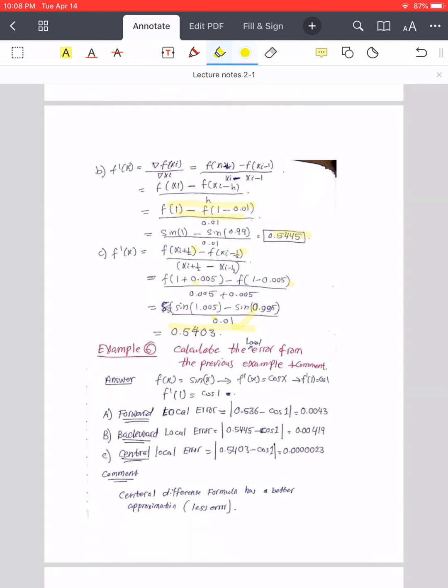Just to see our result, we would like to find the error, because we know how to find the derivative exactly. The exact answer is cosine 1. So the error is the exact answer minus the approximation, for each of them. It's clear that the best one is here. This is the least error. Why? Because the way we found it, the error was something times h square, but that one was h, so clearly we expected this one to be better. So in fact, the central difference formula is much better.